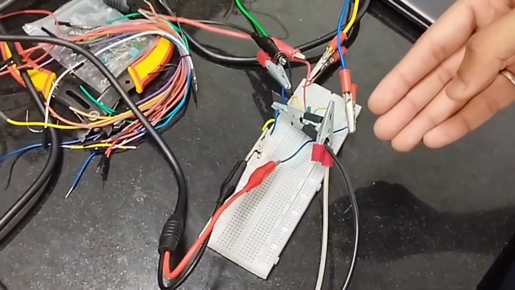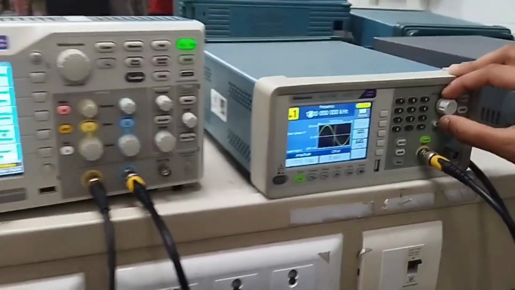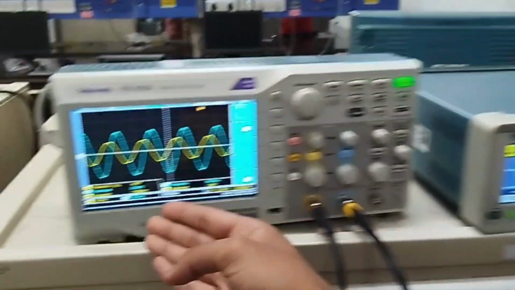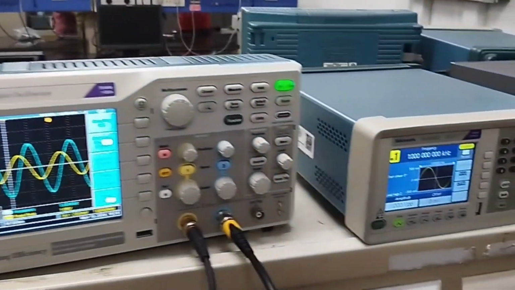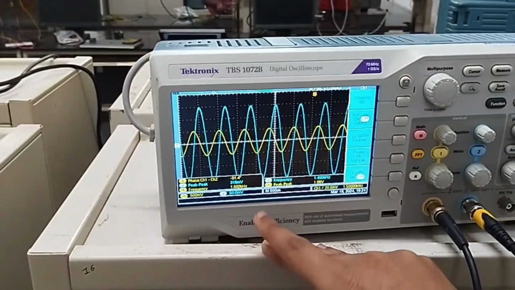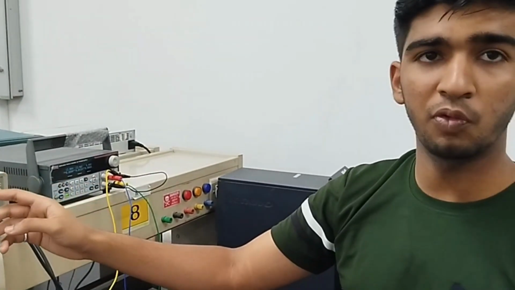So this is a differentiator circuit and it is a high pass filter, and its dB gain is 20 log V out upon V in. And when we are changing its frequency, like we can see here, when the frequency is 1 kilohertz, the output voltage is 216 mV, and when we are changing the frequency to 1500, its output voltage is changing to 318 mV. So we can say that when we change the frequency, its output voltage is increasing.